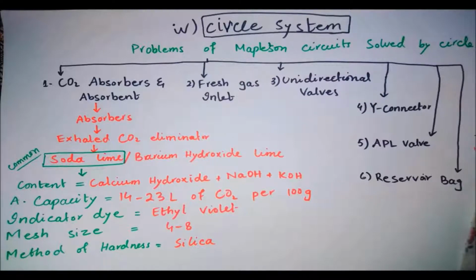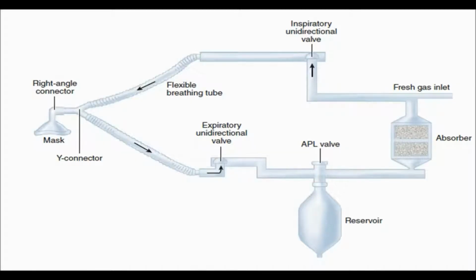Components of circle system are: number 1, CO2 absorbers with absorbent in it; number 2, fresh gas inlet; number 3, unidirectional valves; number 4, Y connector; number 5, APL valve; number 6, reservoir, as you can see in this picture.